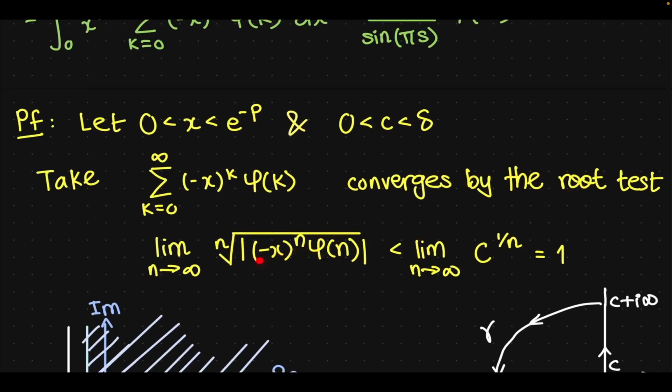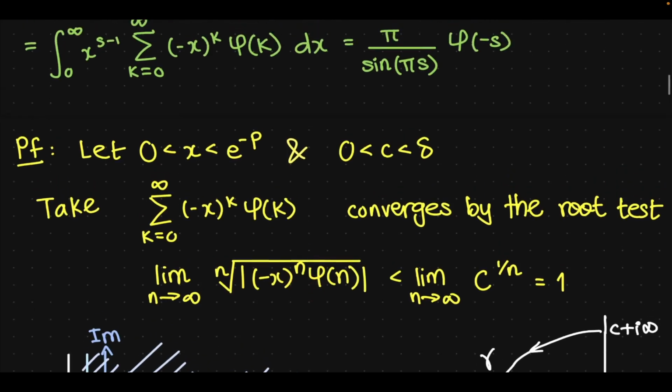What that means is take the nth term of the summand here, which is minus x to the n phi of n, in absolute value to the nth root, which is basically power 1 over n, and then take the limit as n goes to infinity. If that limit is less than 1, then we know that the series converges, and that indeed is the case, because if you use the growth condition, first of all we know x is less than e to the minus p, so we get e to the minus pn, and then we use the growth condition assumption for phi of n.